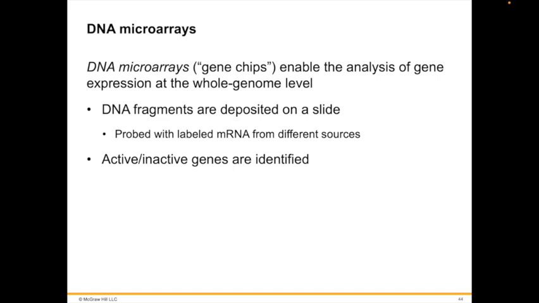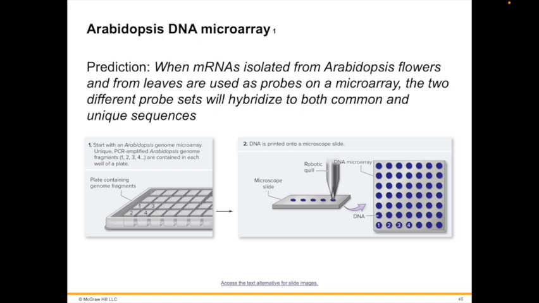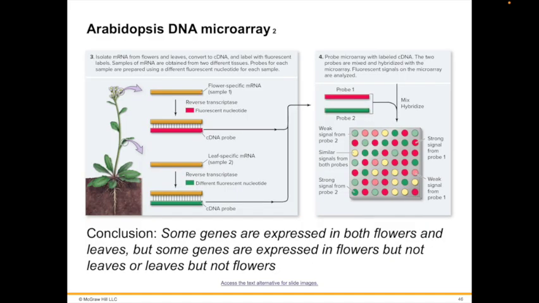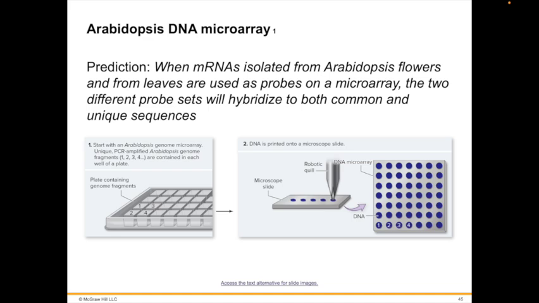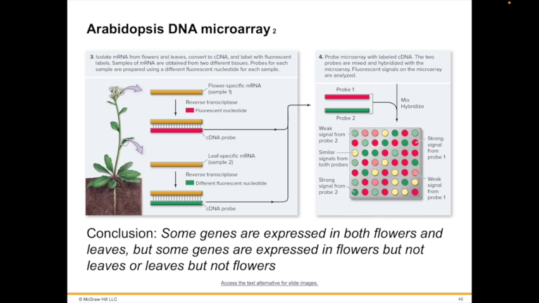Active and inactive genes are identified. In your text, the scientific thinking shows this, and I'll go through it briefly. The hypothesis was that flowers and leaves will express some of the same genes, and by using a microarray, it was found that some genes are expressed in both flowers and leaves, but some genes are expressed in flowers but not in leaves, or in leaves but not in flowers. And you can see that at number 4, using that microarray.